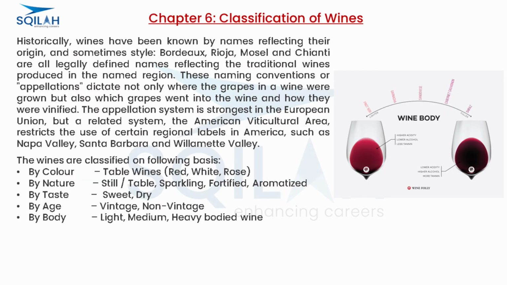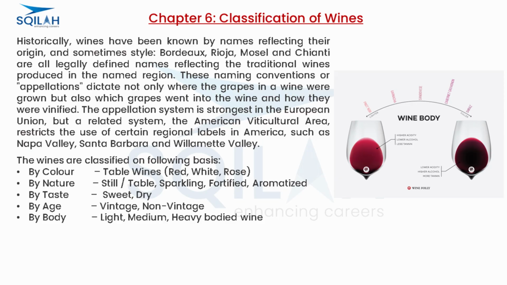Historically, wines have been known by names reflecting their origin, and sometimes style. Bordeaux, Rioja, Mosel, and Chianti are all legally defined names reflecting the traditional wines produced in the named region. These naming conventions or appellations dictate not only where the grapes in a wine were grown, but also which grapes went into the wine and how they were vinified. The appellation system is strongest in the European Union, but a related system, the American viticultural area, restricts the use of certain regional labels in America, such as Napa Valley, Santa Barbara, and Willamette Valley.